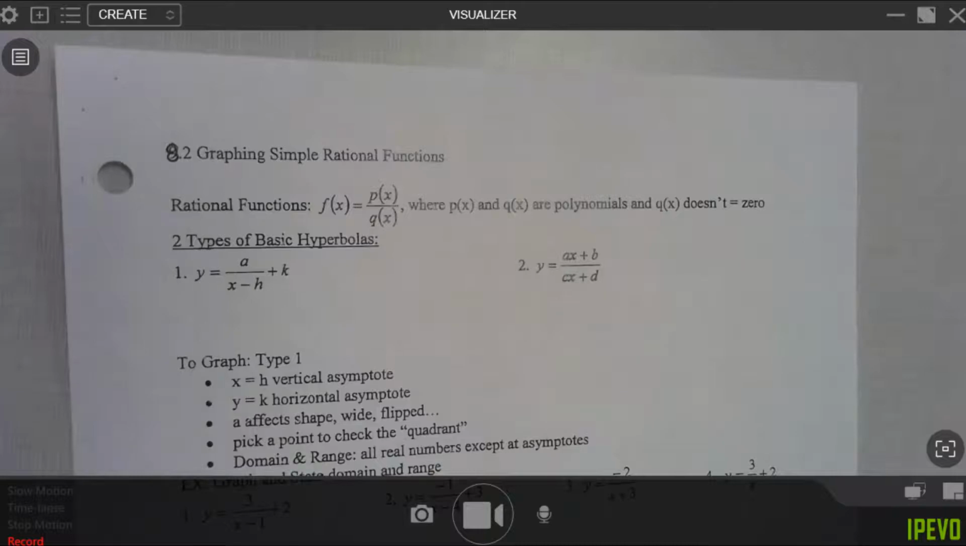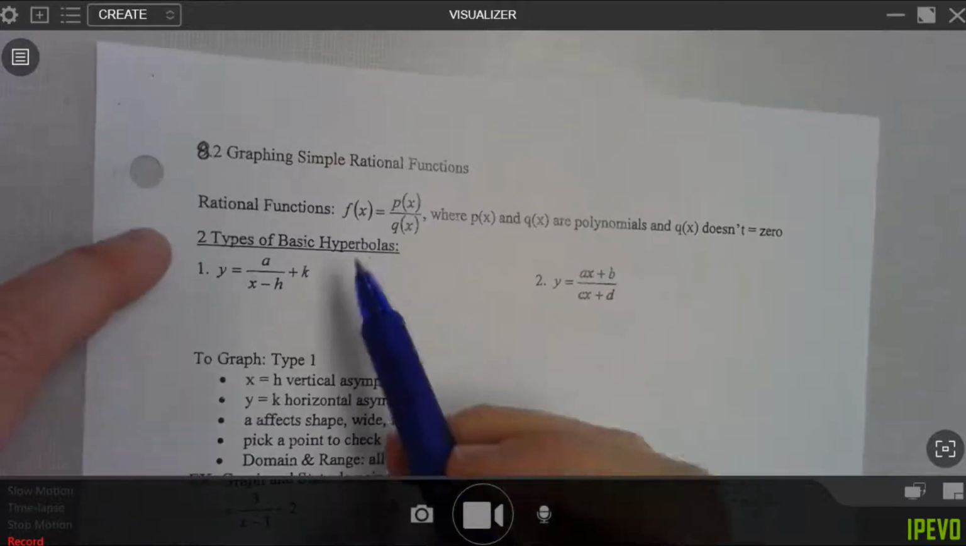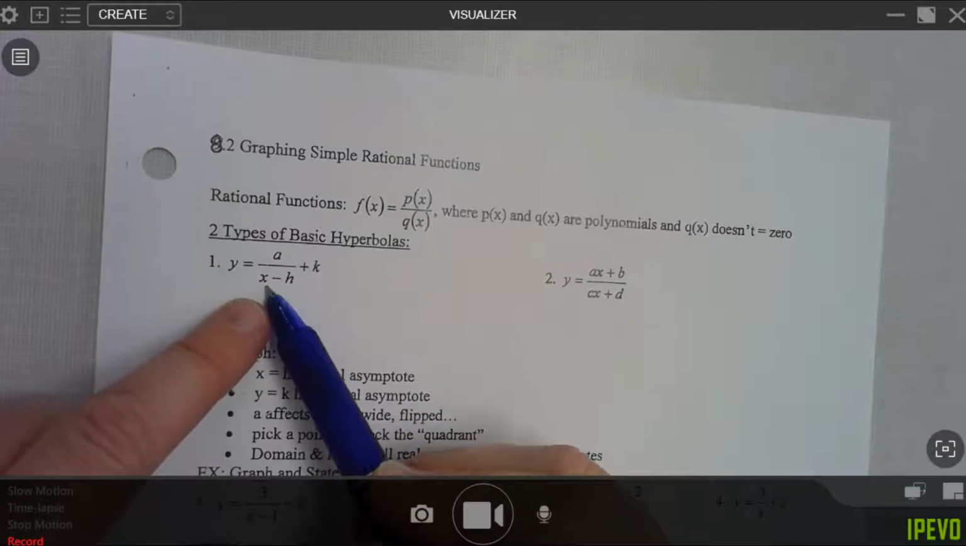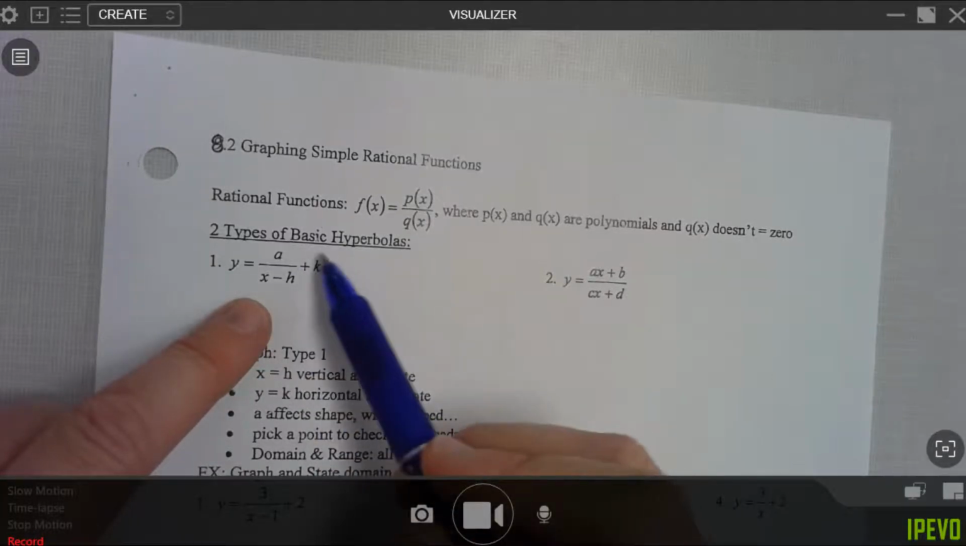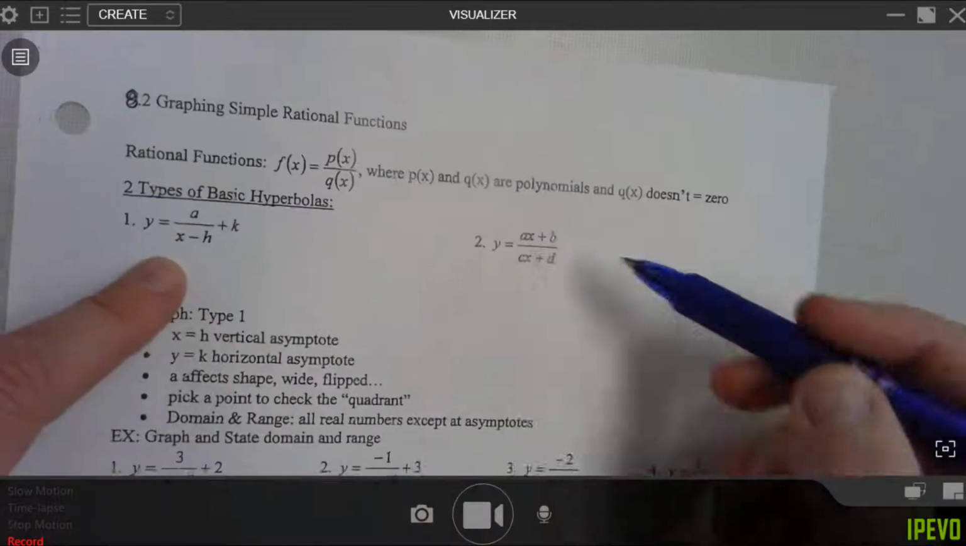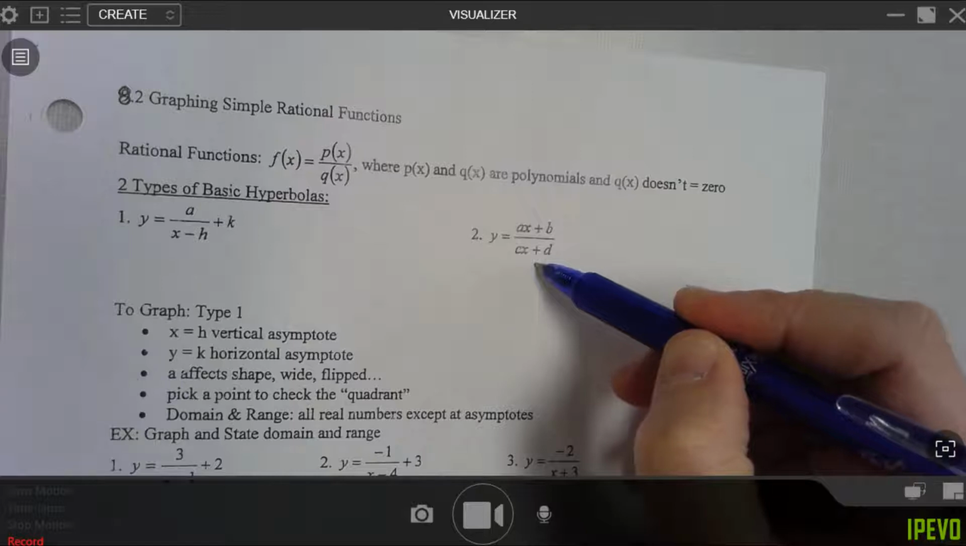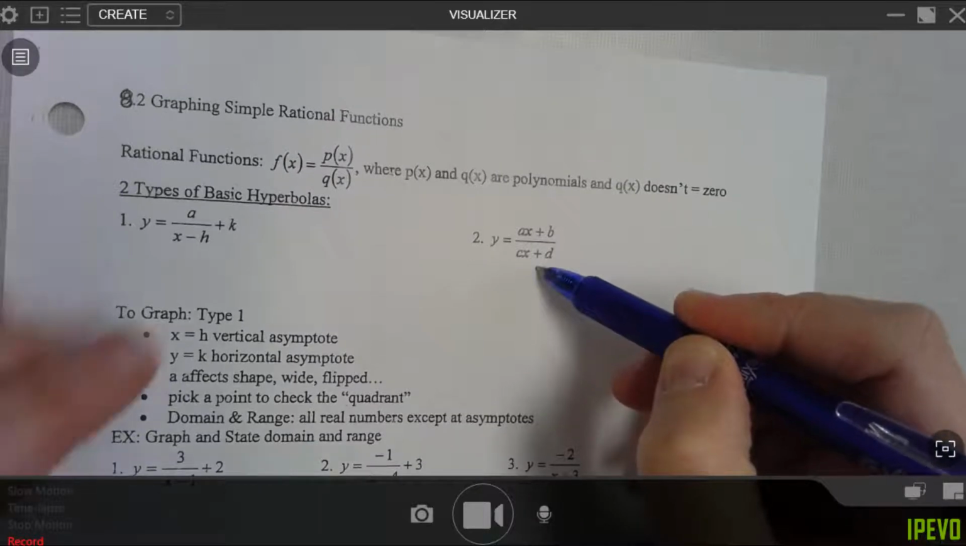All right, so today we're going to be graphing simple rational functions. To graph a simple rational function, it's going to have the form where it's just like one x on the bottom, there's no x on top, so it's just a number on top, and then you could add or subtract something on the outside if you would like. So that's type 1. Type 2 is just an x over an x. The rules that we learned for the asymptotes are still going to apply here. I'm just going to show you how to do it.